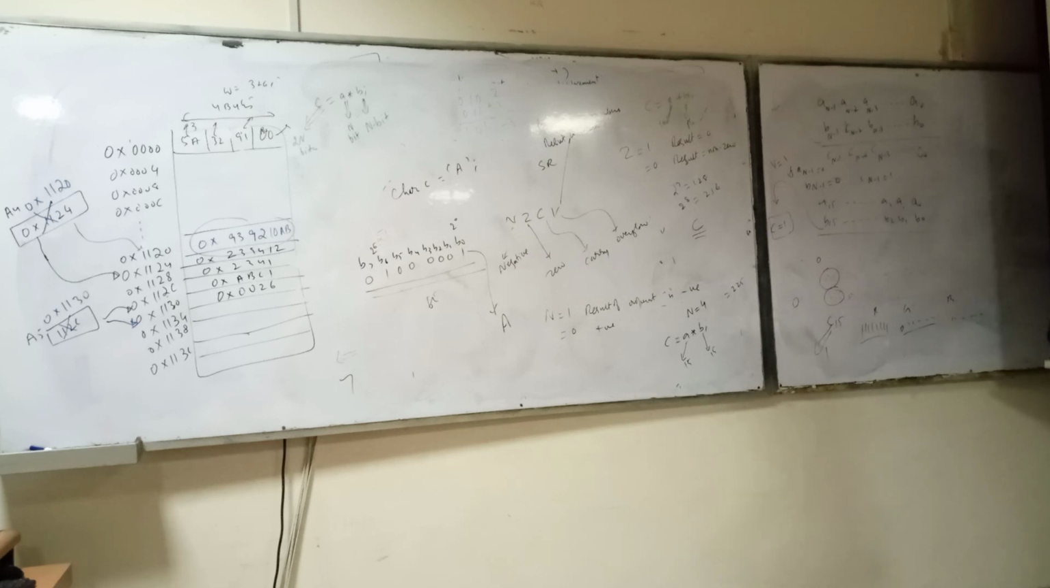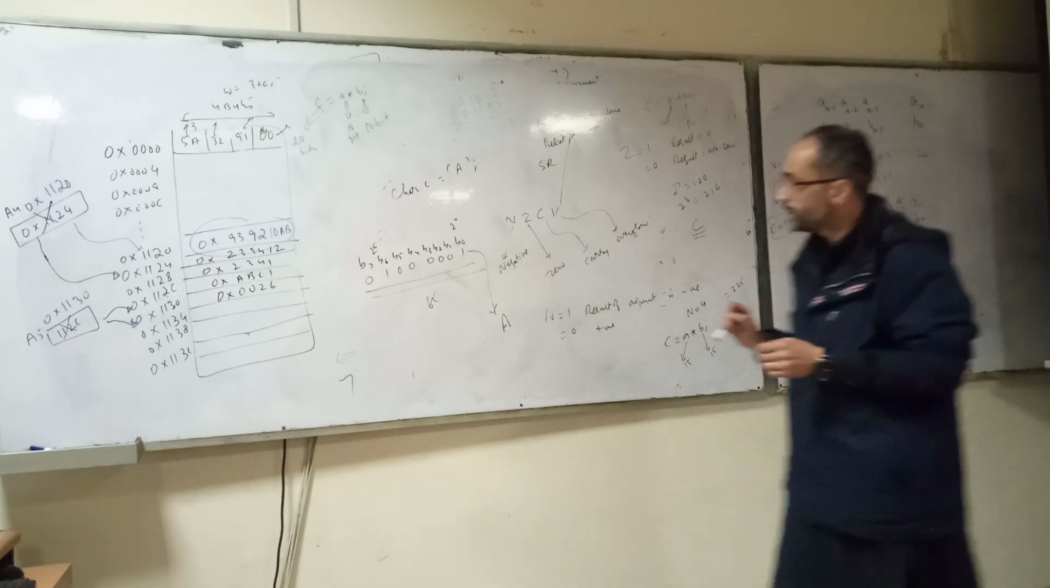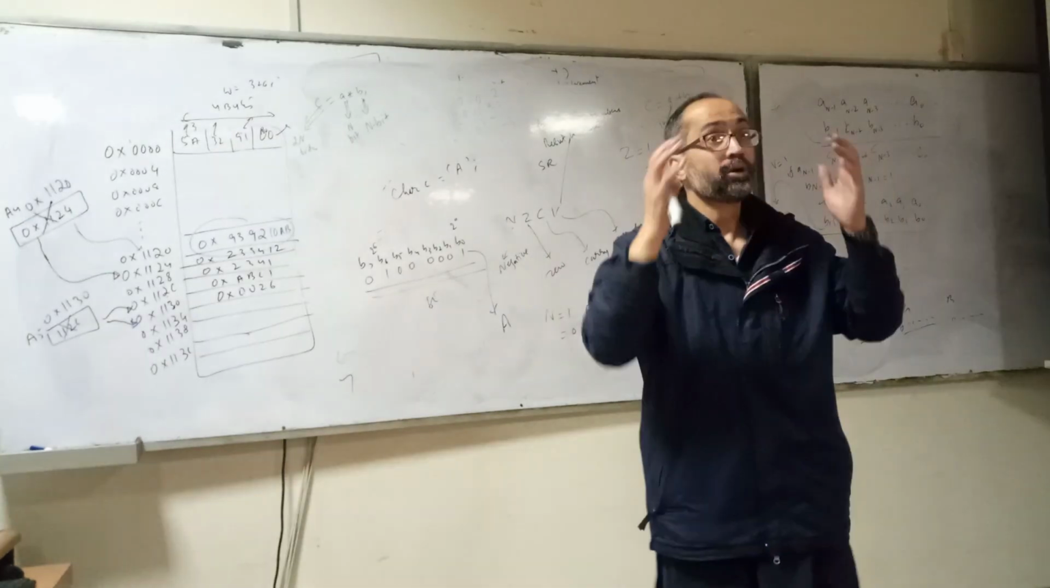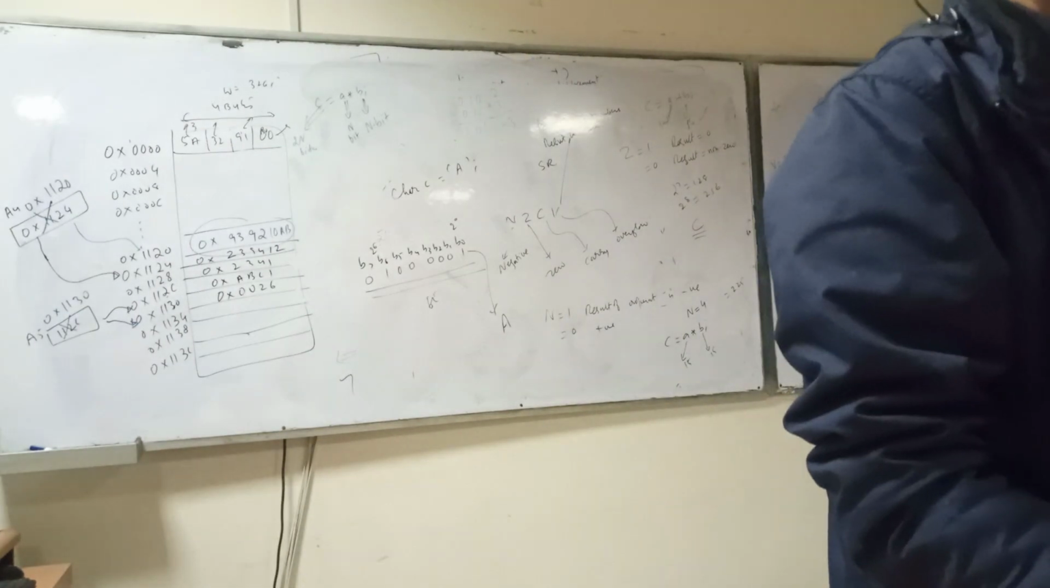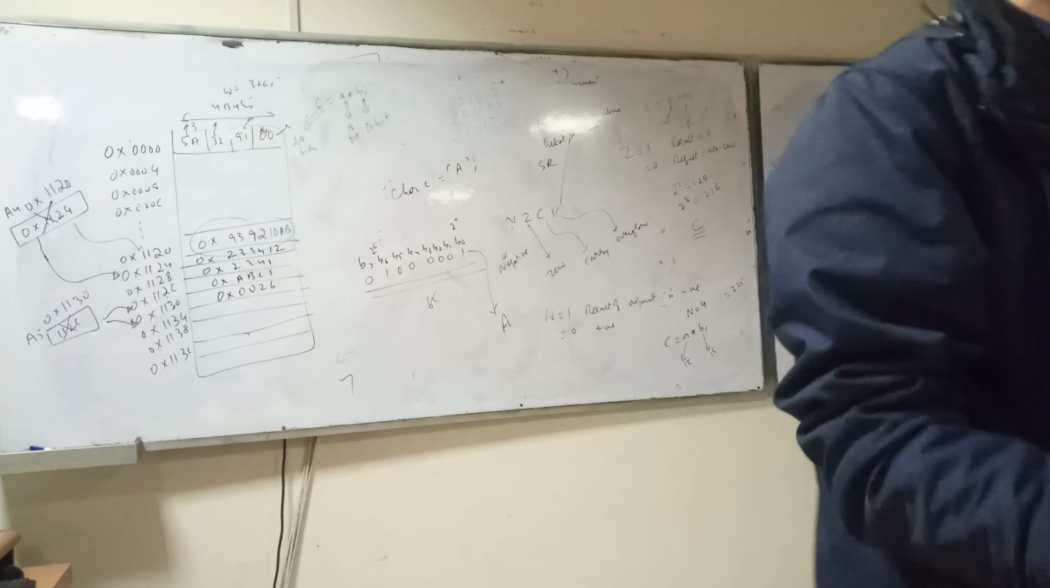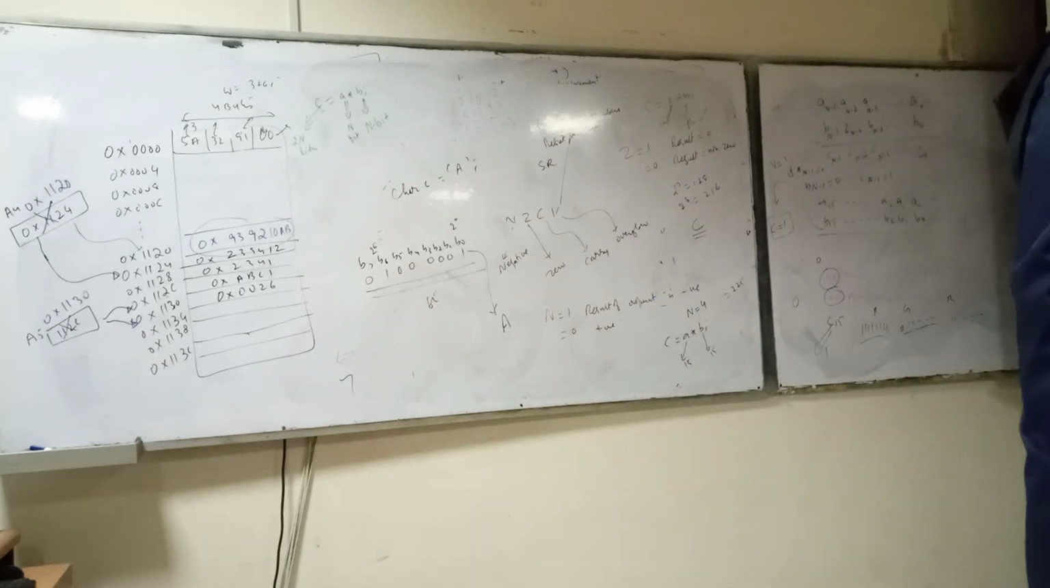Actually, when you see the data, look at it in one and zero. What is the interpretation of one and zero? It depends on the type of the data.